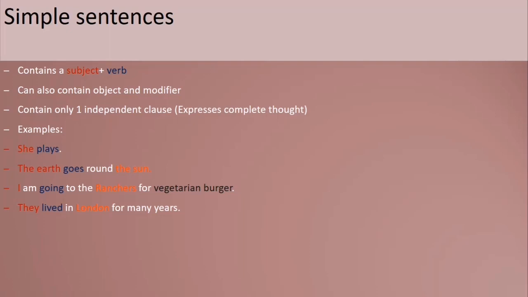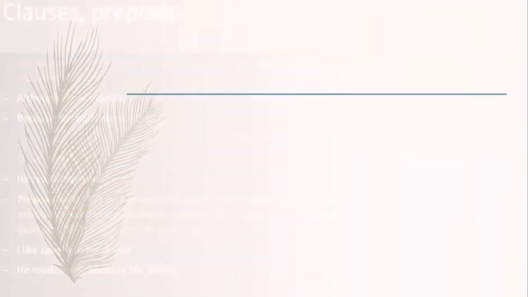For example, why am I going to Rangers? I'm going to Rangers for a vegetarian burger. Next is, they lived in London for many years. So this was the simple sentence.